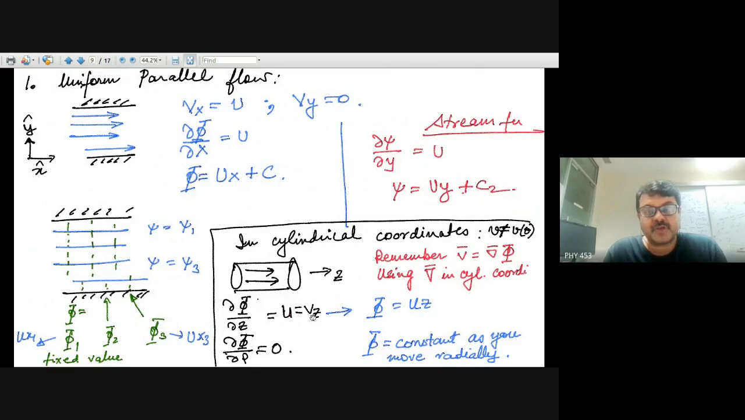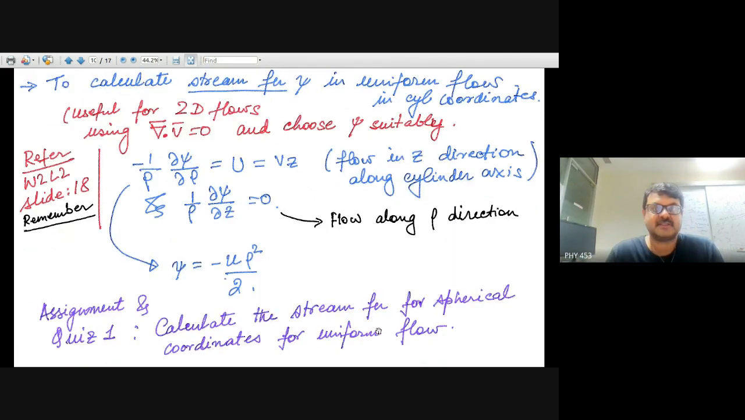And u is equal to vz, right? So taking the gradient, del phi del z is equal to u, and that is equal to vz. Then phi is equal to u into z plus c. And along the radial direction, del phi del rho, rho being the cylindrical r coordinate, is equal to 0, phi equal to constant as you move out radially. There's no difference. So this is how it is in the cylindrical coordinate.